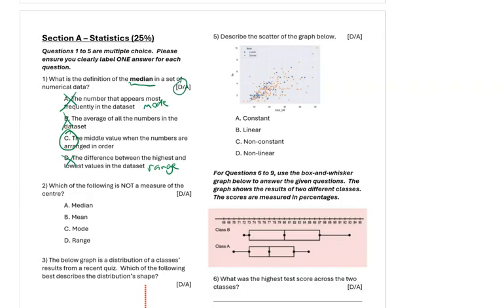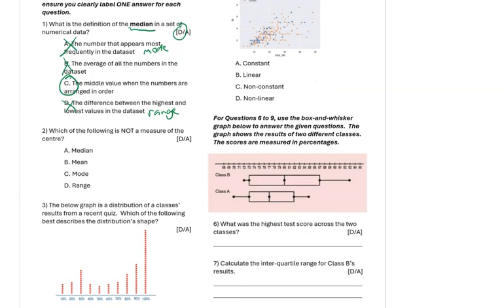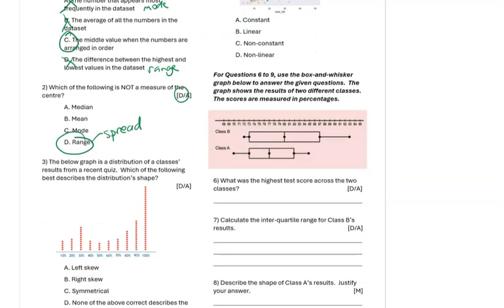Moving on to question 2, which of the following is not a measure of center? We actually just talked about that. The measures of center are your mean, median, mode, which are the first 3 options. All of those are measures of center, so it has to be that range is the thing that's not a measure of center. The range, if you remember, is actually a measure of spread or a measure of variability, how much the data varies. So D would be the right answer there. And again, if you got that right, you're getting a developing mark.